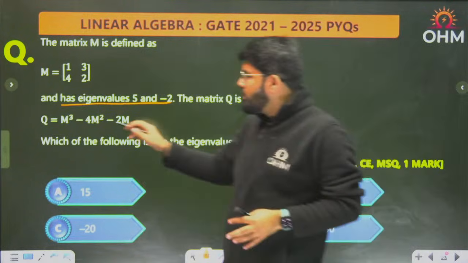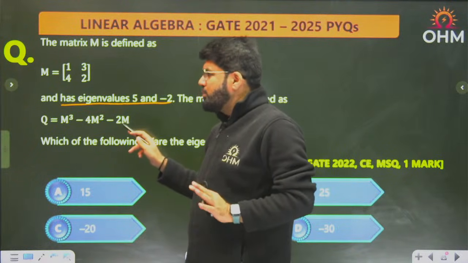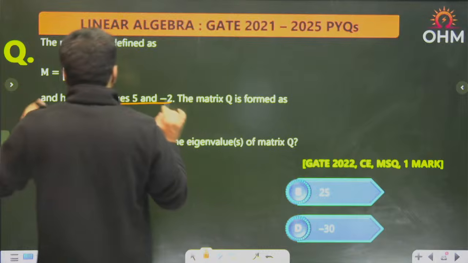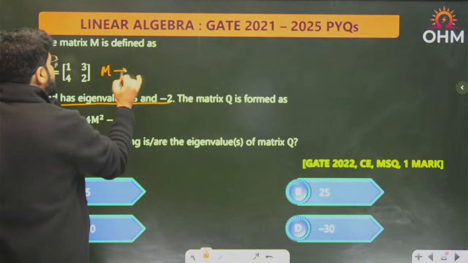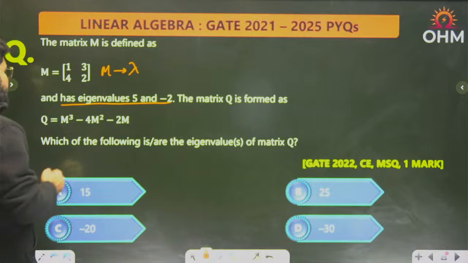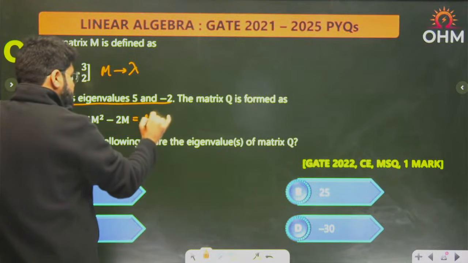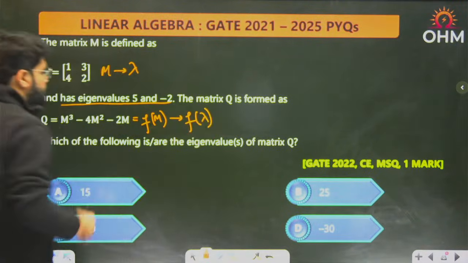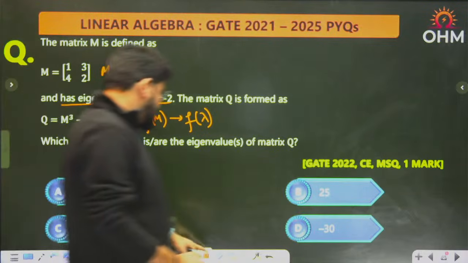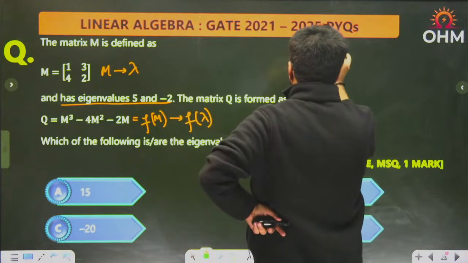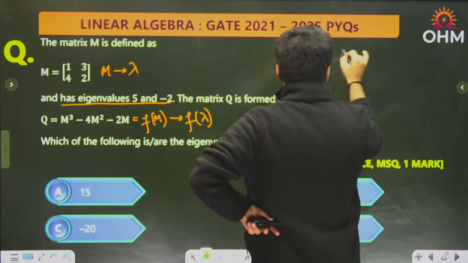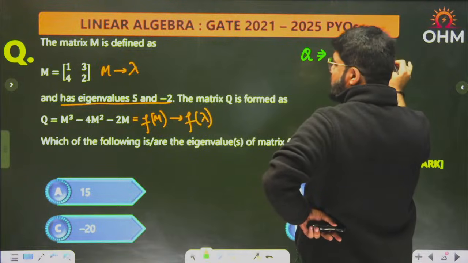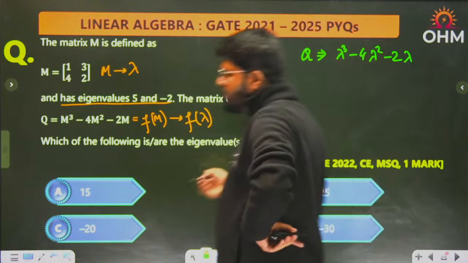The matrix Q is formed as M cube minus 4M square minus 2M, some function of M. What are the eigenvalues of Q? So see, matrix M will have some eigenvalue lambda, which is given to you as 5 and minus 2. Q is some function of M, so it will have the eigenvalues f of lambda. That's it. So for the Q matrix, M cube means lambda cube, minus 4M square means lambda square, minus 2M means 2 lambda.